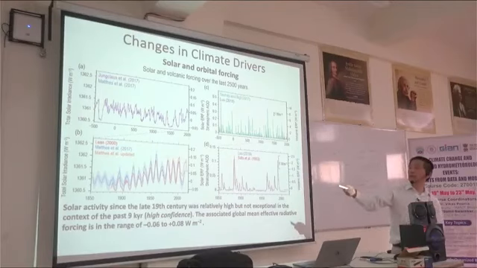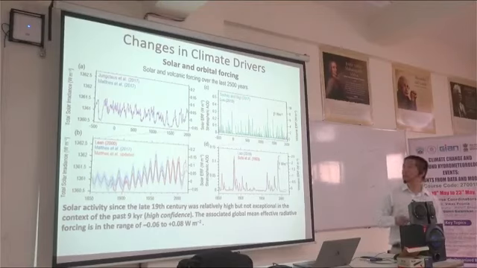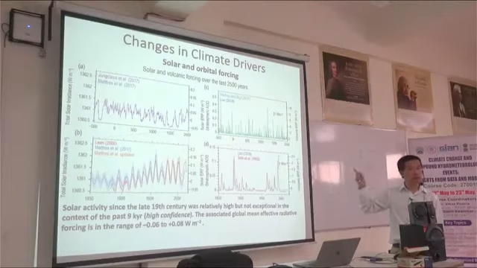But again, the change we are talking about is really less than 1 watt per square meter, out of 1,300 watts per square meter, right? It's relatively small. So how about the volcano forcing? What's the general trend? Is it increasing, decreasing, or no obvious trend?